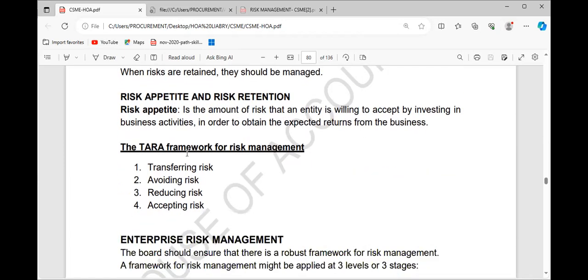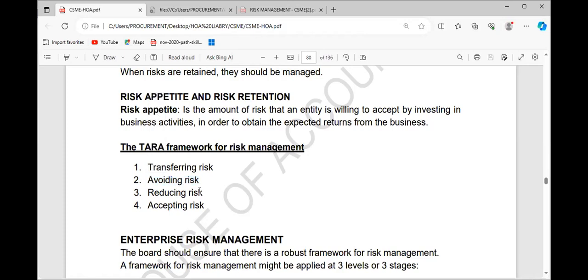Now, there's something we call the TARA framework for risk management. This TARA framework is what we call transferring risk, avoiding risk, reducing risk, and accepting risk. It's still what we have been trying to discuss this morning. Transferring risk is talking about transferring risk to insurance, a third party, insuring the risk. Then avoiding risk means don't even go into the business at all. Don't even bother to go into business. Don't accept that at all.